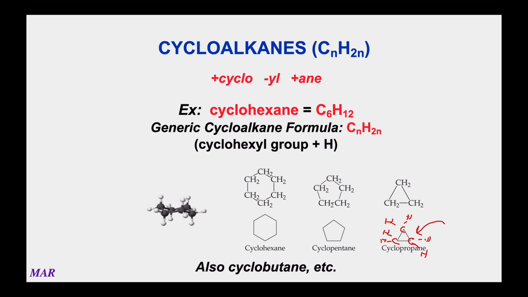The one to the left of that is cyclopentane. Again, pentane without the hydrogens on the end. And then cyclohexane would be the hexane without the hydrogens. And you can have cyclobutane and cycloheptane, etc., etc.